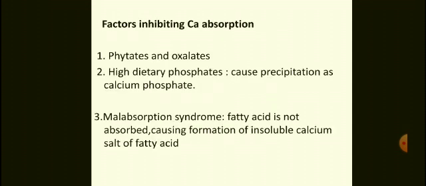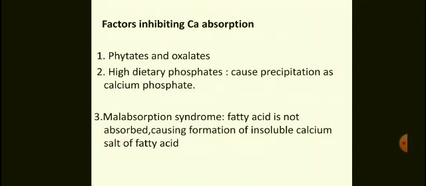Now there are certain factors which inhibit calcium absorption. They are phytates and oxalates. These phytates are present in cereals, so they can inhibit the absorption of calcium. Similarly, oxalates are present in some leafy vegetables, and they cause formation of insoluble calcium oxalates. So they inhibit calcium absorption.